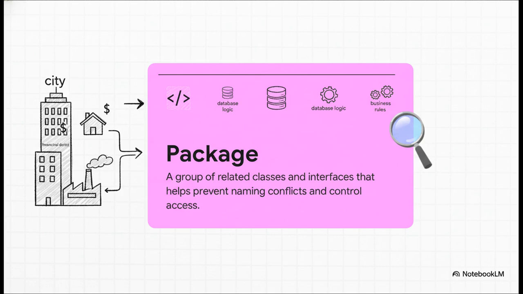Honestly, the best way to think about it is as a neighborhood in our city. It's just a way to group related stuff together. You know how a real city has its financial district, its residential areas, an industrial park? Well, a big software application does the exact same thing. You'll have packages for the user interface, for all the database stuff, for the core business logic. It's all about keeping things neat, preventing chaos, and making sure you can actually find what you're looking for.